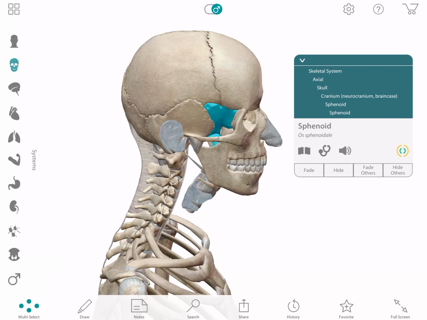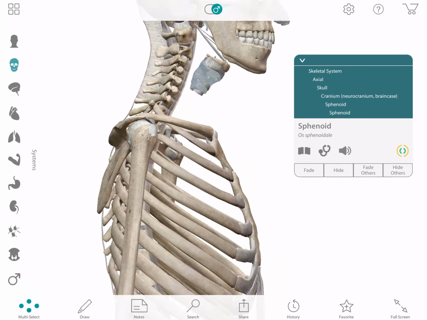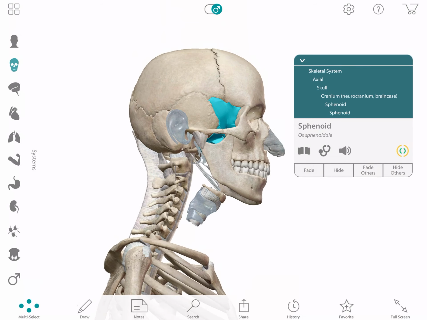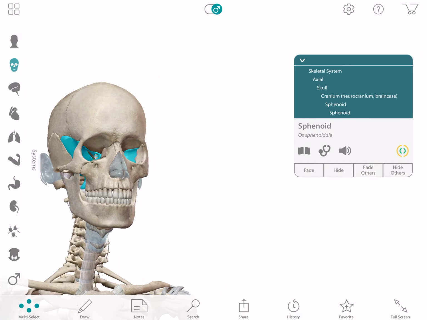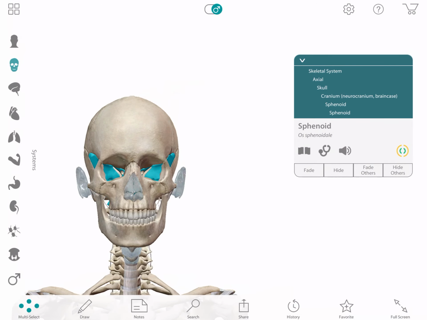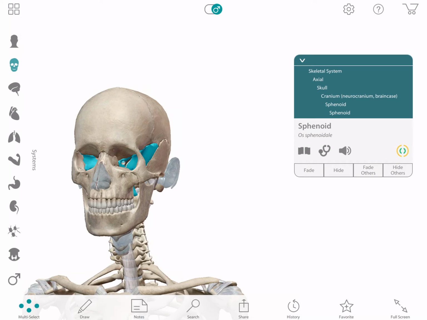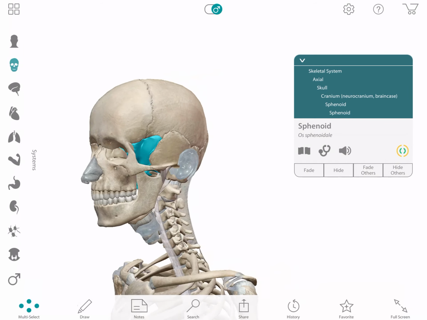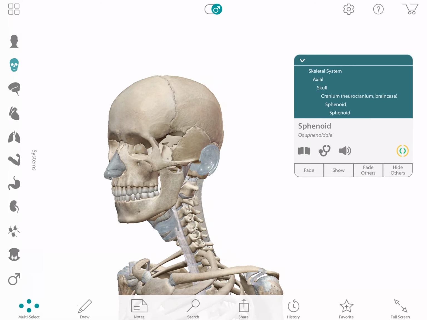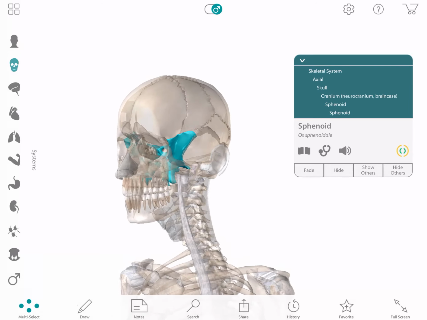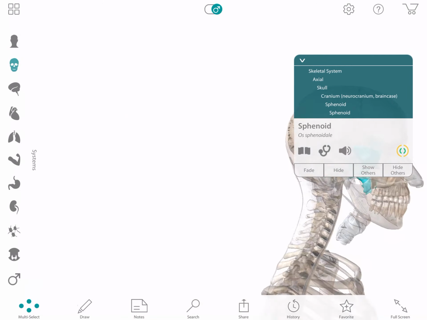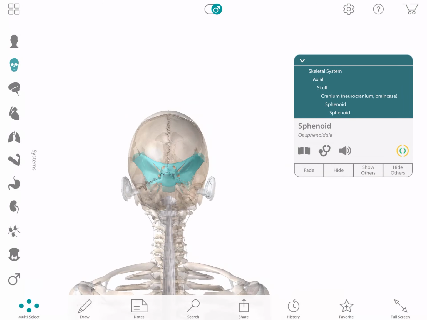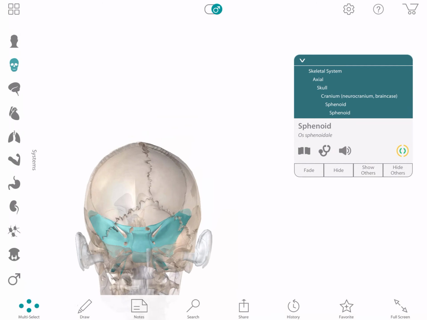There you go. It looks like a kind of small bone, but if you start to look at it, it's highlighted right now. That's the bone. It actually goes all the way through. It's like the base of the skull. If we hide all the other ones, show fade others, there's the sphenoid right there. That's what it looks like. It's kind of crazy looking, right?